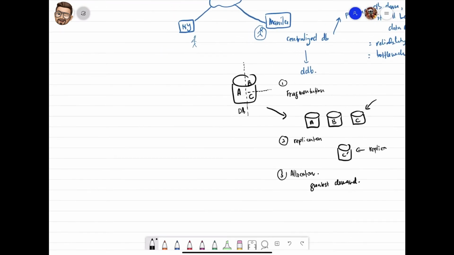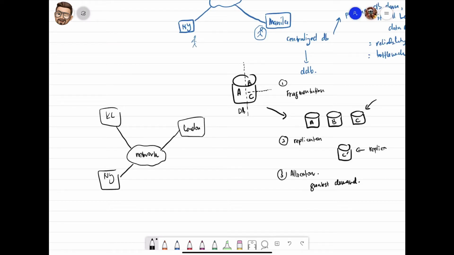For example, this is your network, and these are your branches: KL, New York, London, and also Manila. If London wants to use A and B the most, we give A and B to London. New York wants to use C the most, so we give C to New York. Since we have only three different fragments, we have done A, B, and C.